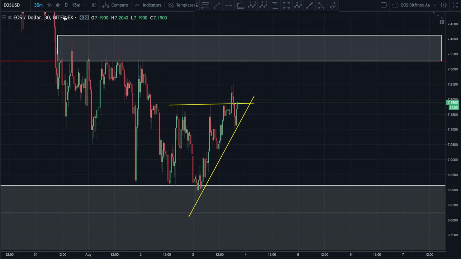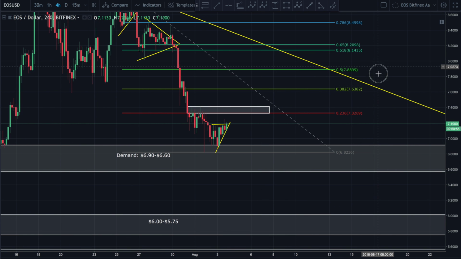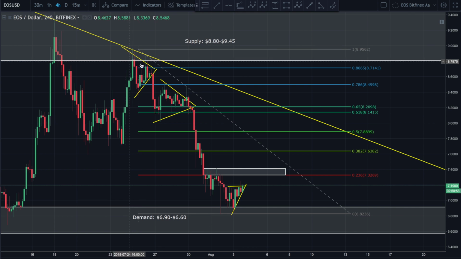Okay, if we zoom back out here, let's look at the 4-hour chart. Look at this structure that we're in. If we go from this swing high to this swing low, we can see that this area right in here, we've created this supply zone sitting at about 7.40 and 7.32. It's going to be critical to break.